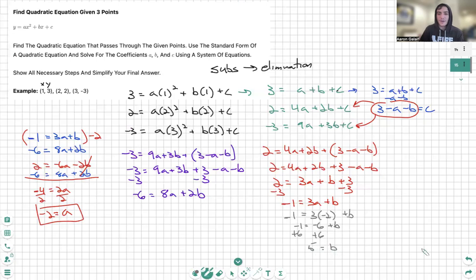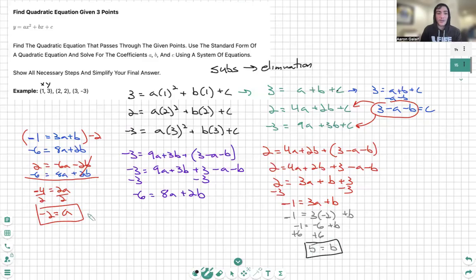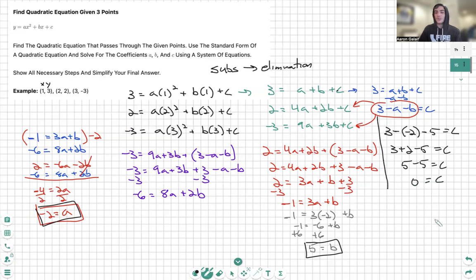Okay, so lastly, remember that equation we started off with, the substitution before we went to elimination? I now have everything I need to plug into that one. We have b. We have a. Now we need to do 3 minus negative 2 minus 5, and then we're going to solve for c. 3 plus 2 minus 5 is equal to c. 5 minus 5 is equal to c. And we see c is equal to 0. There we go. So we have solved every coefficient we need.